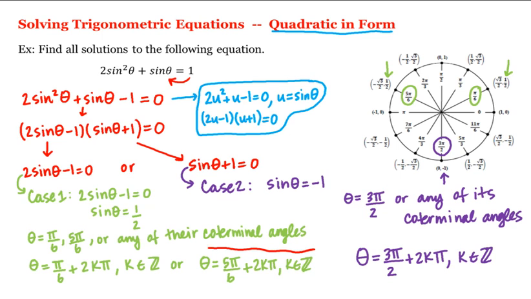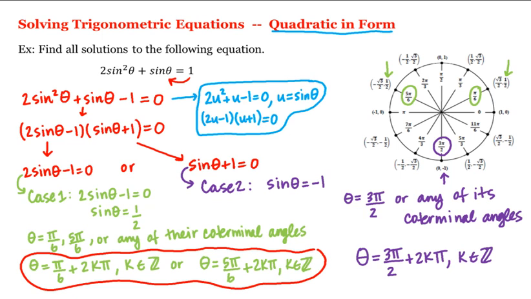So our answer then is any of these angles or any of these angles. Any one of these values of theta will satisfy that original equation. All right, and this is an example of how we solve a trig equation that's quadratic in form.